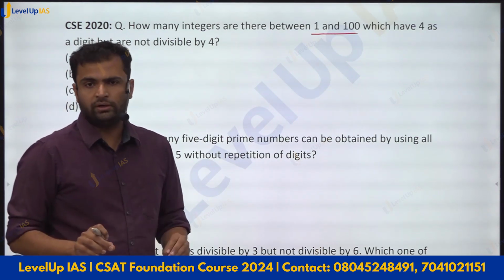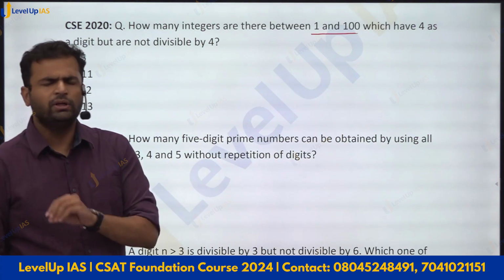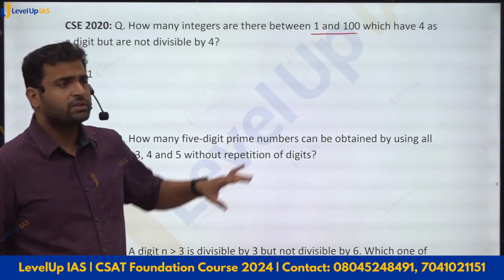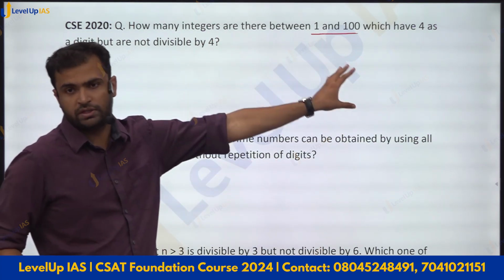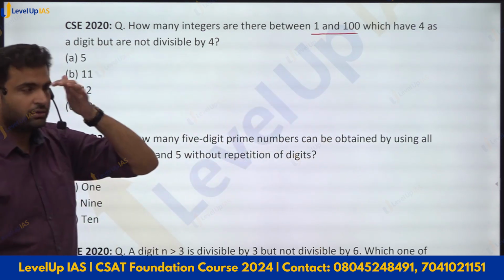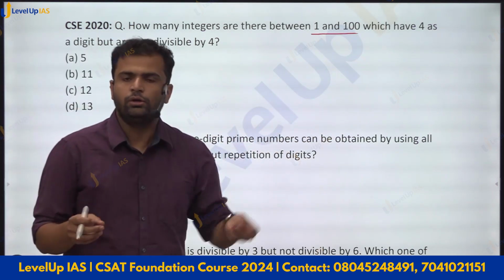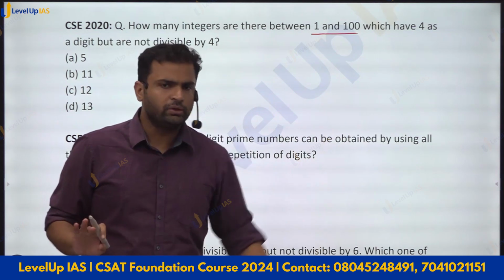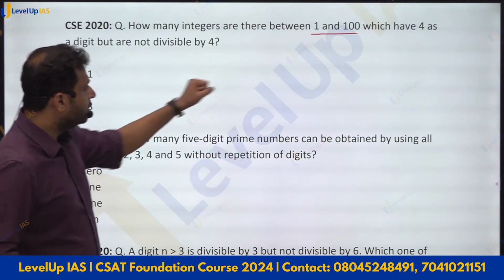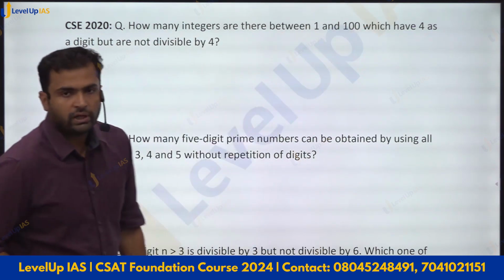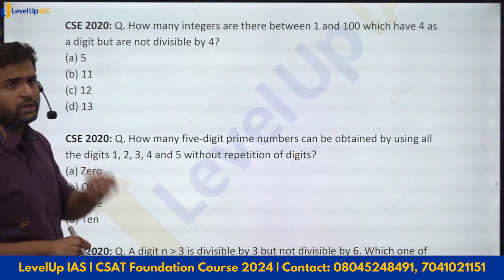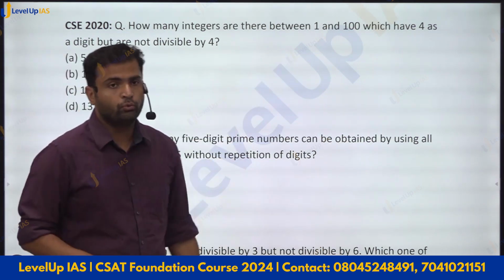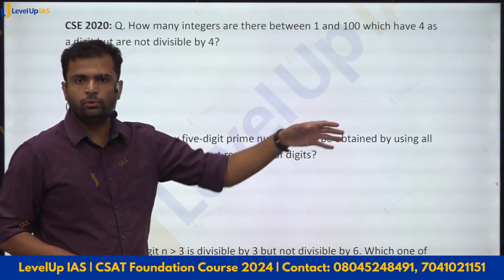All we have to do here is count. We don't need anything else. You just need to actually manually count these things. There is no shortcut. You can try to gauge the pattern and you will be through. So we want a number that should have 4 as one of the digits, but it should not be divisible by 4. Now starting from 1, we go 1, 2, 3, 4.